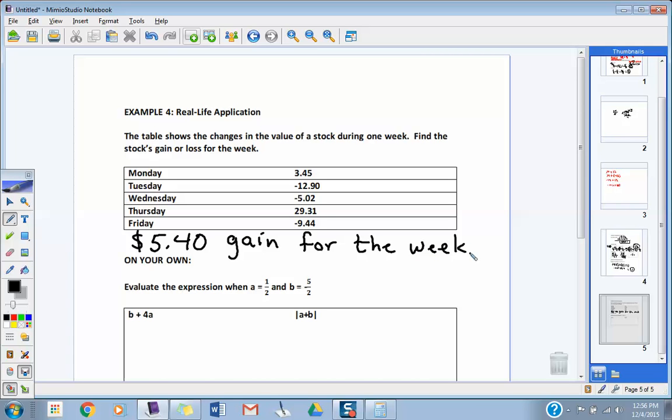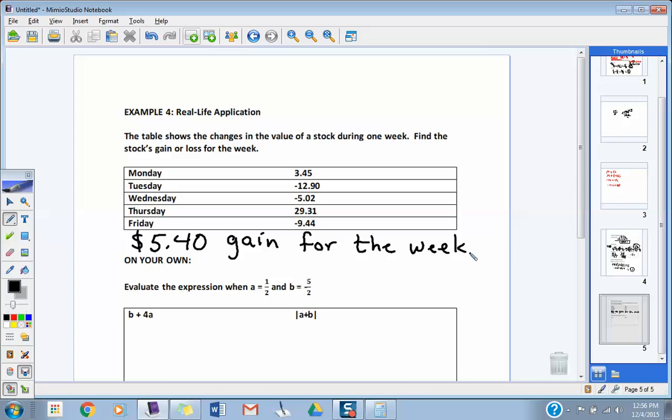So if you had maybe 100 shares of that stock, and it went up that much per stock, it would be like making $540 that week. Okay? $5.40. If you had 100 shares of them, it'd be like going up $540. 100 times 5.40 would be $540, right? Okay, but I don't know anything about the stock market, so. Why didn't you invest in it? It's all good. It's all good.